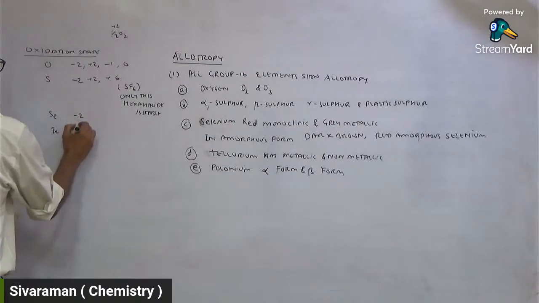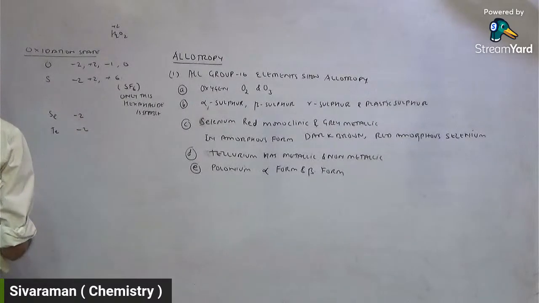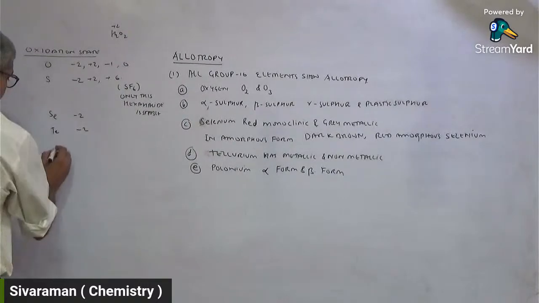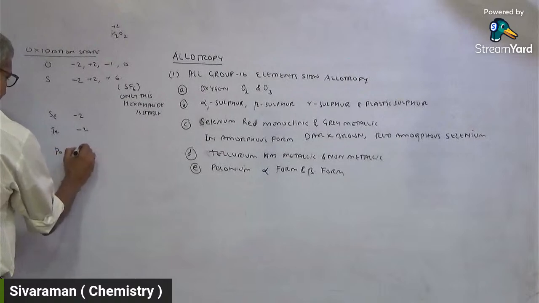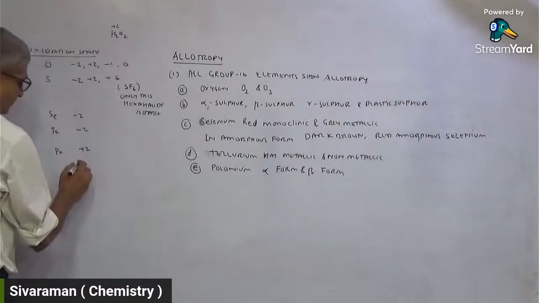They show oxidation state of -2. And the last we have is polonium, a metal that exhibits +2. Now here comes the MCQ.